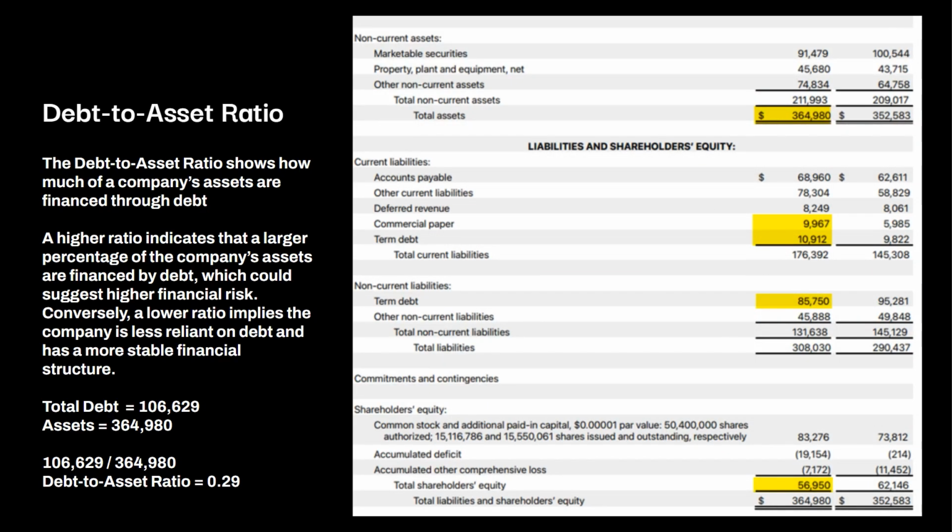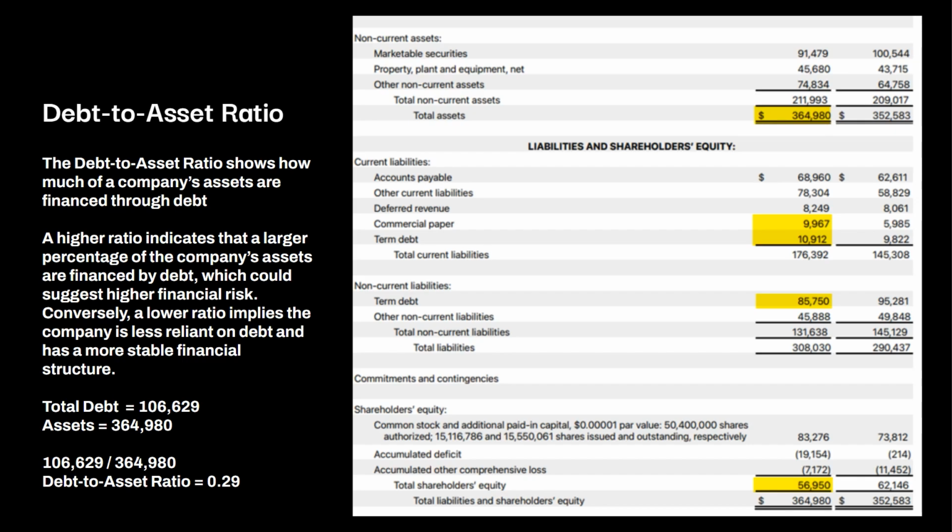Debt to asset ratio, which is total liabilities divided by total assets. So we want to have that over here. Our total debt is 106,629. Our total assets, right? We go over here and you see it's 364,980. And then we just divide those across. We get 0.29. And the debt asset ratio shows you how much of the company's assets are financed through debt, right? A higher ratio indicates that a larger percentage of the company's assets are financed by debt, which could suggest higher financial risk. Conversely, a lower ratio implies the company is less reliant on debt and has more stable financial structure.